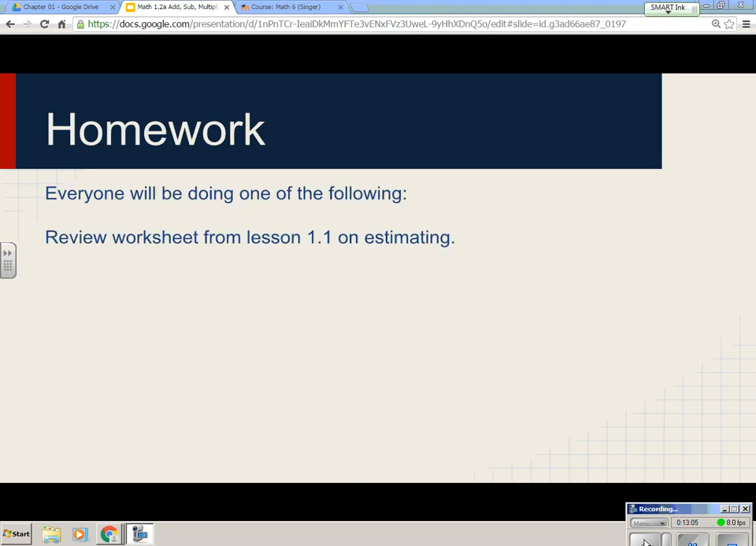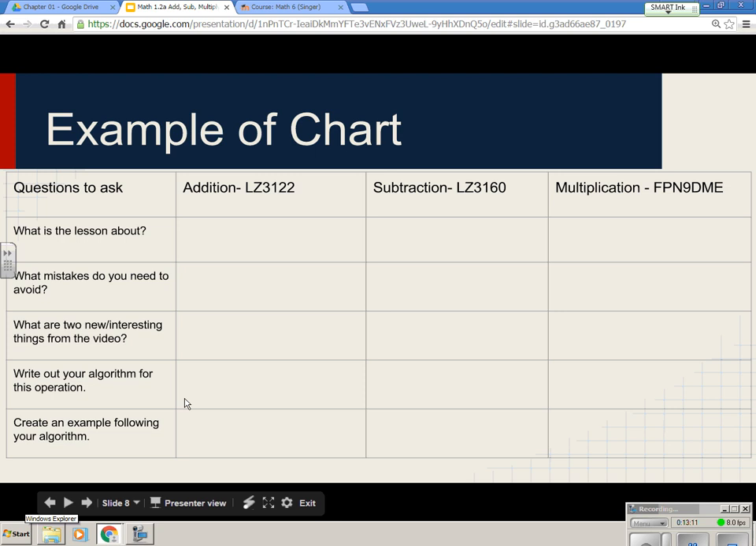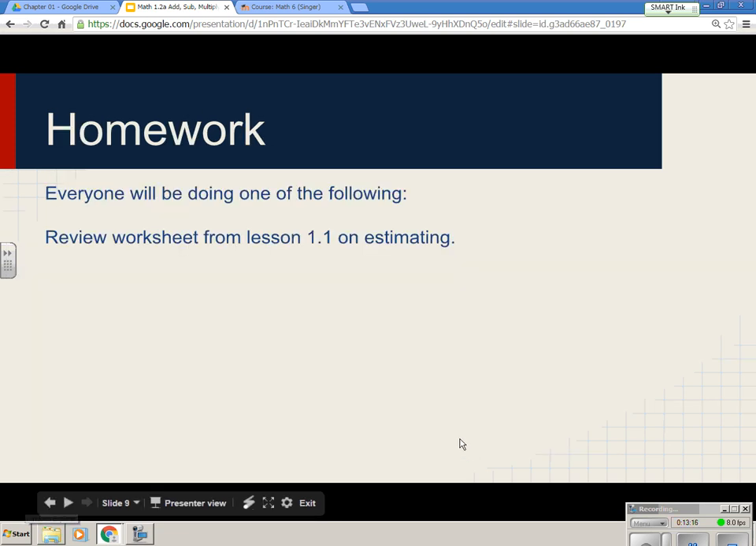Okay, now that you've finished all 3 videos and you've filled in your chart, probably looks nice and pretty. Not like this one. Yours looks full. You're going to want me to check this over, and then that's going to be your quiz, basically. As long as that looks good, you can then get this worksheet from me. It will be a worksheet review from our lesson 1.1 on estimating. You'll be doing that as homework.